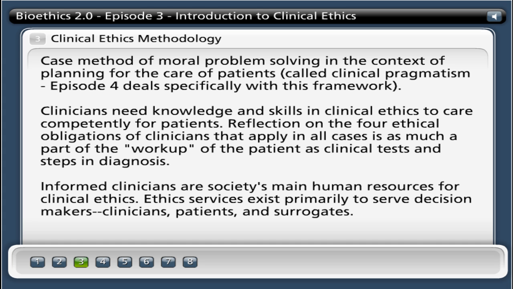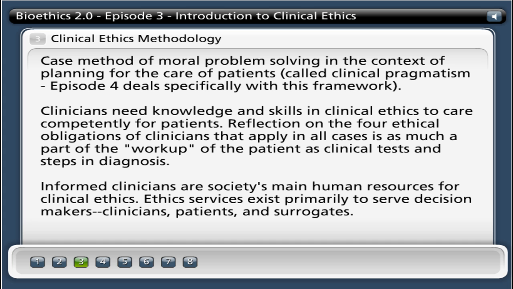Clinical ethics methodology. There are a variety of clinical ethics methodologies that have been introduced in the bioethics and clinical ethics literature. The case method for moral problem solving in these podcasts is the clinical pragmatism framework. We have a specific episode of our podcast that deals with the clinical pragmatism framework, and if you're interested in finding out more about this framework and why it is useful, please be sure to check out that podcast.